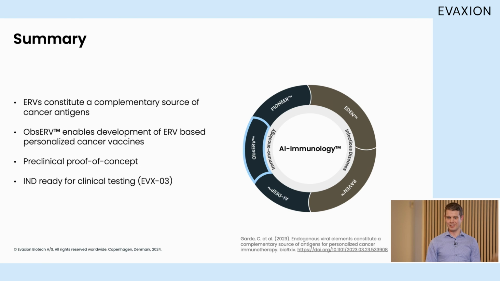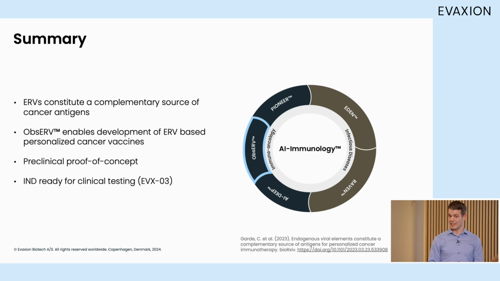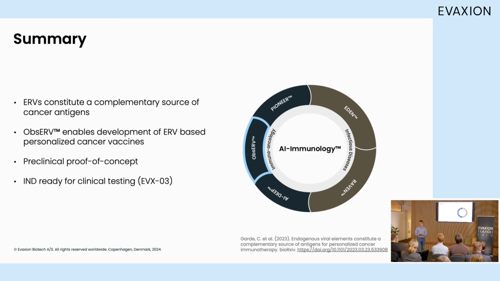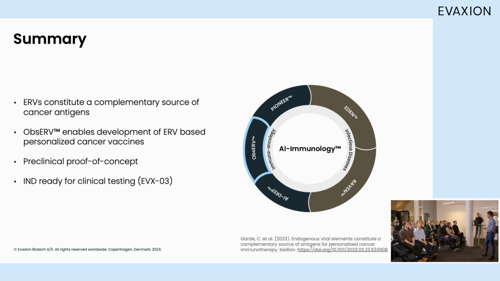So in summary, ERVs, they're a complementary antigen source to the neoantigens, and we have developed the ObsERV model for the design of ERV-based personalized cancer vaccines. And finally, also we are ready with the paperwork. We have been in communication with the medical agencies in order to see if this is viable, and we feel ready with the paperwork to really submit to initiate a clinical trial as soon as a suitable collaboration is established with a partner.